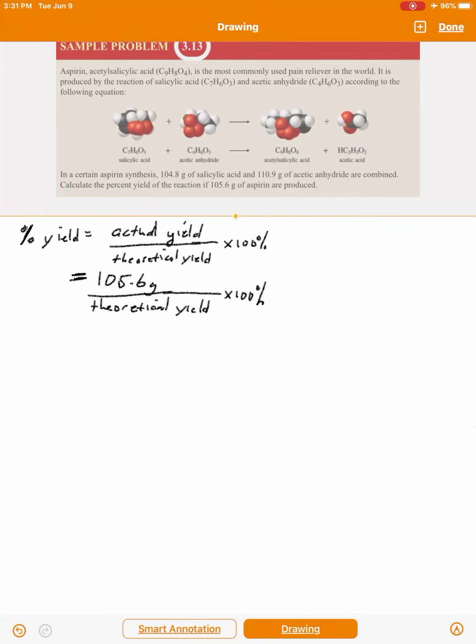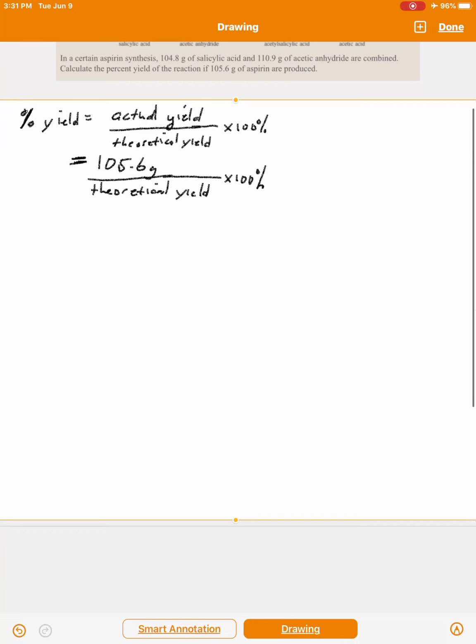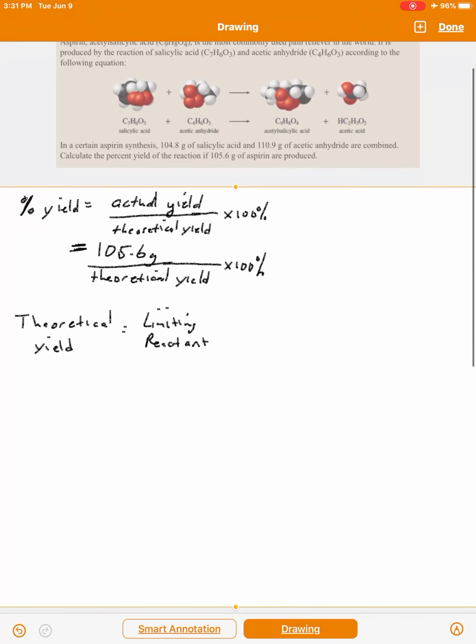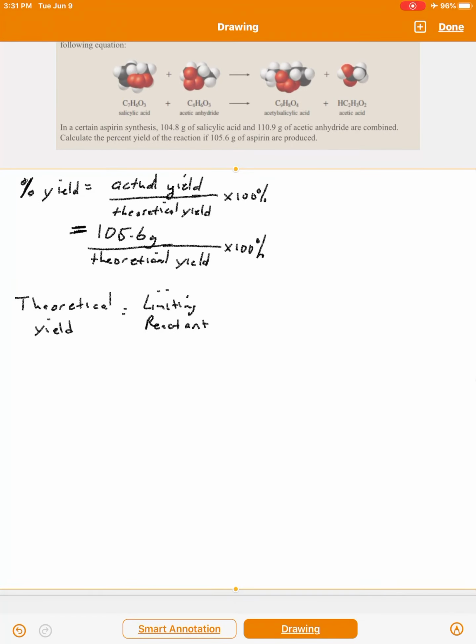Okay? So here's how we go about it. The theoretical yield, that's the key to this problem. You have to be able to calculate the theoretical yield. The theoretical yield is essentially just the limiting reactant problem, just like the previous example. So this problem is, quite frankly, just like the previous problem, sample problem 312. So if you need help with this one, you may need to go back to 312 and take a look at that one.